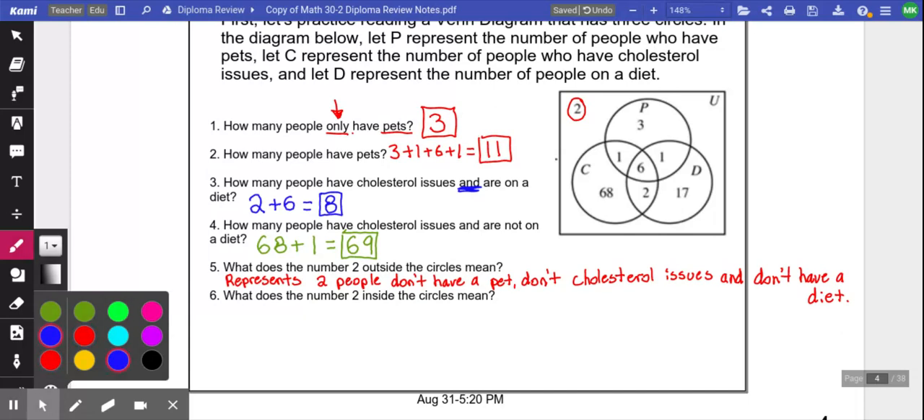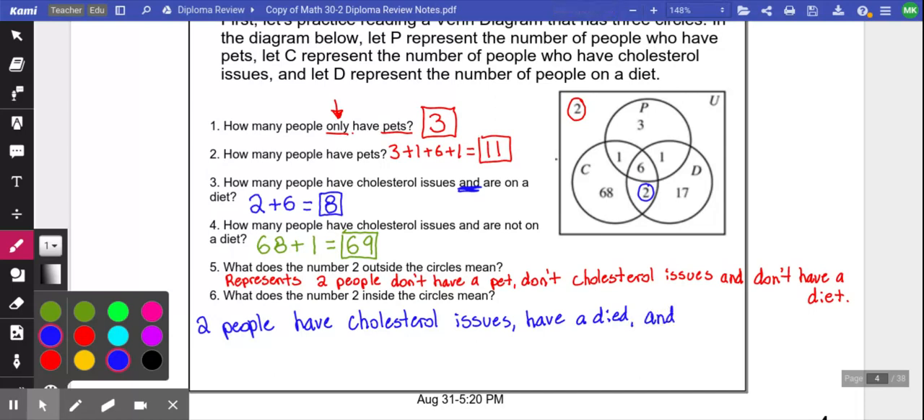For number 6, we're going to do the same thing. It says, what does the number 2 inside the circle mean? You need to mention all three things. It means that two people have cholesterol issues, have a diet, and do not have a pet.